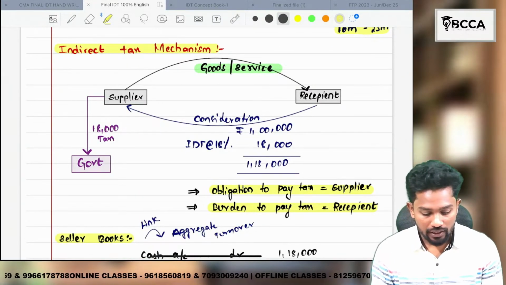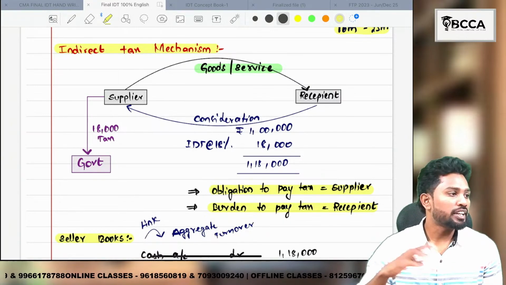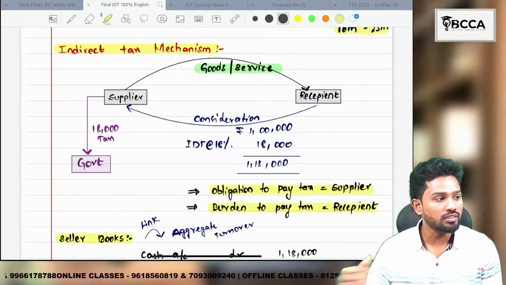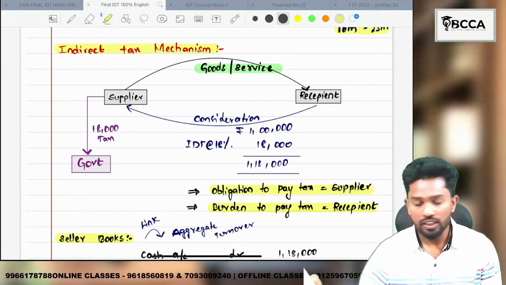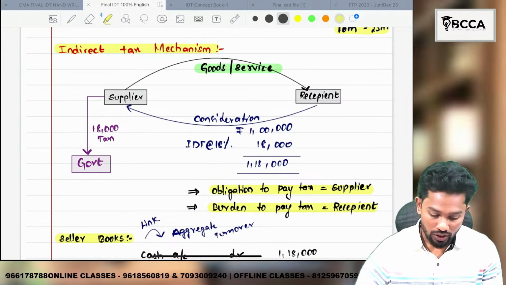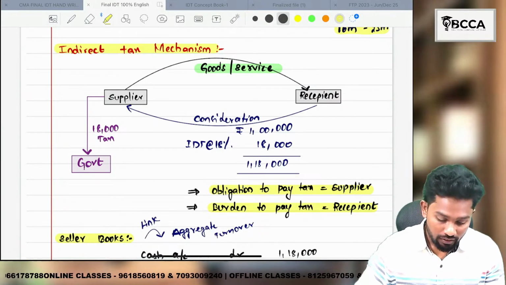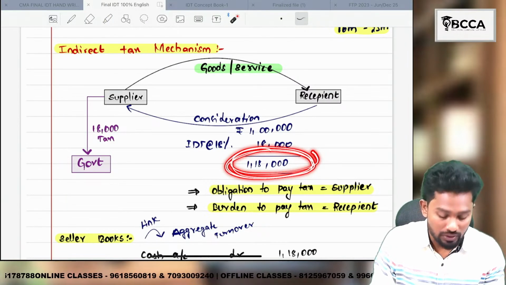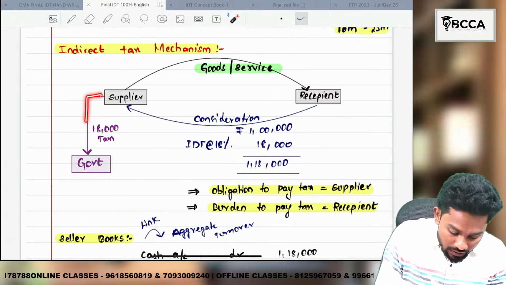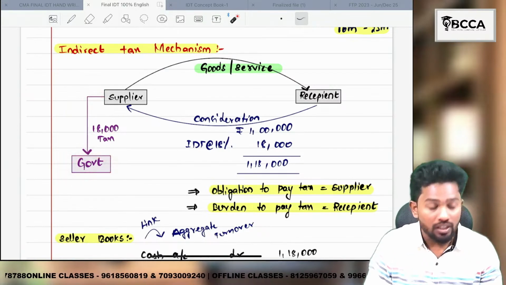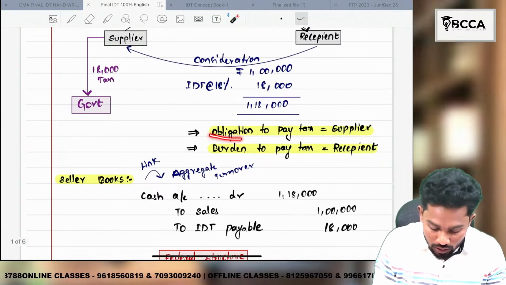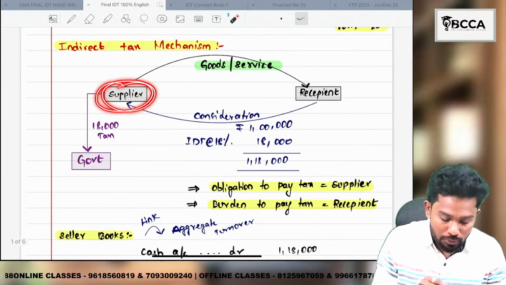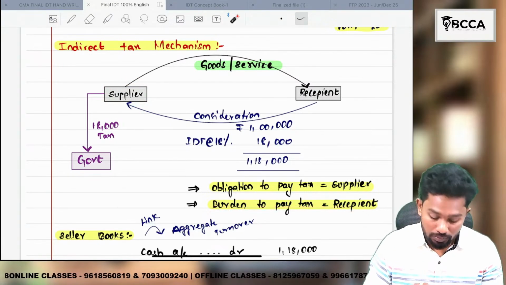What is indirect tax mechanism, sir? There is a supplier who supplies goods and services. On that, the recipient will be paying to the supplier not just the goods and services, even the tax part on it. Now the supplier, when he is collecting this 1,18,000, which includes indirect tax of 18,000, will retain 1 lakh, and the other 18,000 tax he will be paying to the government. Here you should remember the obligation to pay tax is on supplier. The supplier is the one responsible to pay the tax, but the burden to pay tax is on recipient.